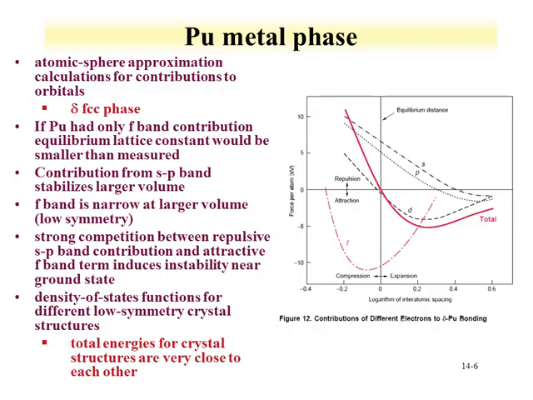An example of the mixing of different electron orbitals in the development of plutonium metal can be shown here with the delta plutonium, which has the FCC phase. The total contribution is shown in this solid red line. Now, if plutonium was only consistent with the f electron band, the measured lattice constant would be smaller, since it would be dominated by the f band. The contribution from the s and p bands, which are shown here, stabilizes larger volumes, and the f band is narrow at larger volumes. So if we look over here, we see that it gets narrower.